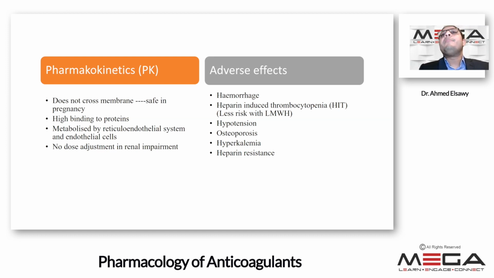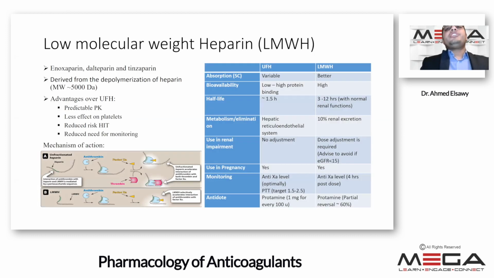The main adverse effects of heparin, as with any anticoagulant, are first hemorrhage. Heparin is the commonest drug that can cause heparin-induced thrombocytopenia, and heparin itself can cause hypotension, especially when we give it in theater. Sometimes a bolus in vascular surgery can cause hypotension. It can also cause osteoporosis with prolonged use, hyperkalemia, and heparin resistance, mainly due to deficiency of antithrombin 3.